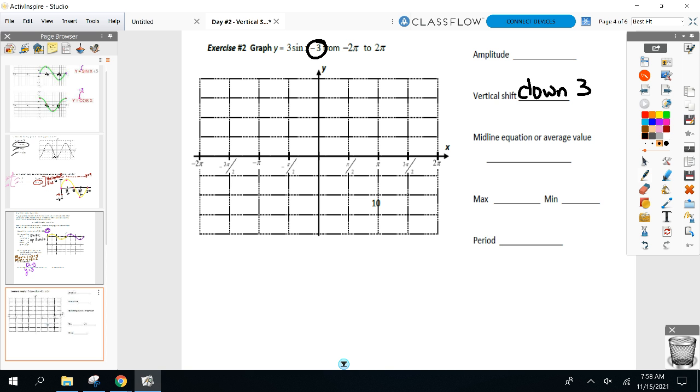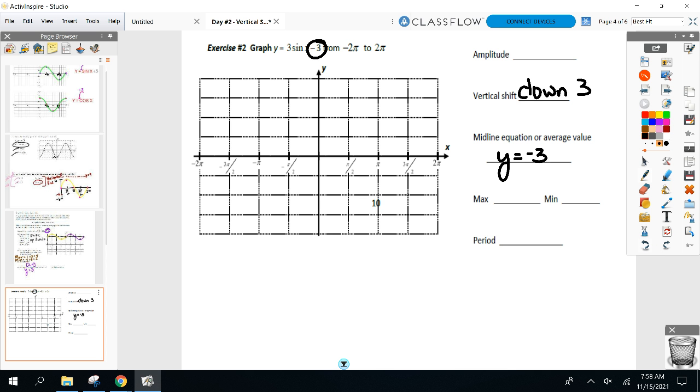The shift also leads you to this middle line equation. I'm going to call it the midline. That's the line that cuts the max and min in half. You just went down 3, so it's going to be y equals negative 3. That's the line. If I drew it in, 1, 2, 3, that's the line that's going to cut your min and max in half.